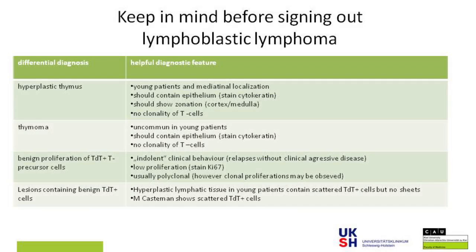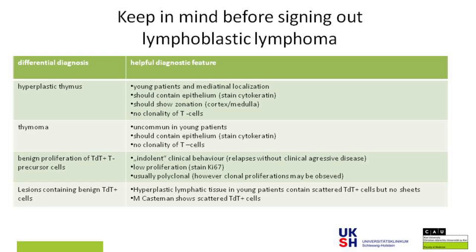What to keep in mind before signing out lymphoblastic lymphomas: there are conditions containing precursor T cells, so TDT positive T cells, in children. And these are, for example, the hyperplastic thymus. But this thymus should only be considered if you're in a mediastinal localization. There's a very easy test to rule out hyperplastic thymus simply by staining for cytokeratins, which are absent in a lymphoma. Of course, you can also detect other features of thymic anatomy, like the zonation.